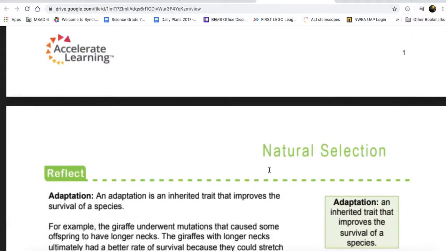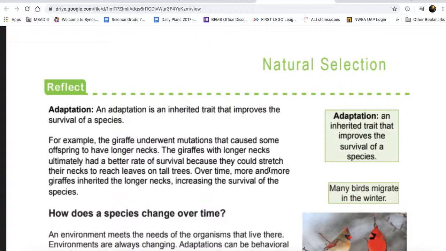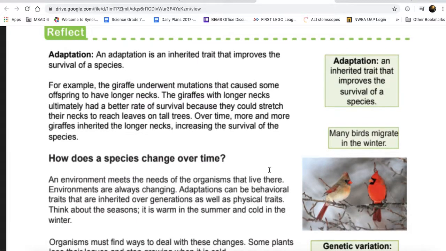Scrolling down to the next page. Adaptation. An adaptation is an inherited trait that improves the survival of a species. For example, the giraffe underwent mutations that caused some offspring to have longer necks. The giraffe with longer necks ultimately had a better rate of survival because they could stretch their necks to reach the leaves on tall trees. Over time, more and more giraffes inherited the longer necks, increasing the survival of the species.